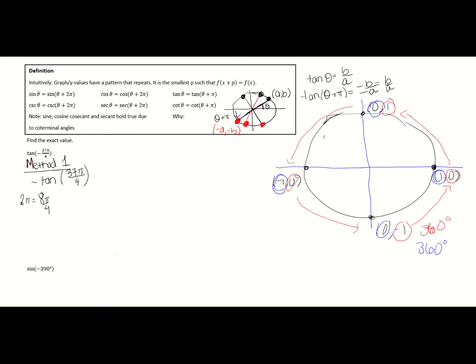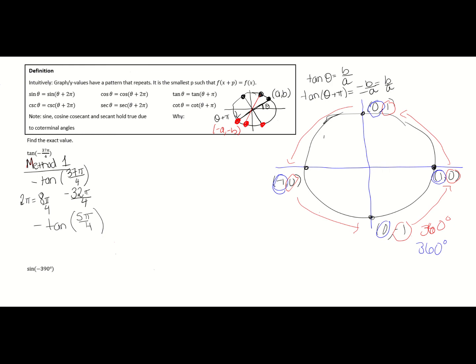If I'm going to start subtracting multiples of 8, it's 8, then 16, then 24, then 32, then 40. 32 is the one that I want to use because it's the one that will reduce the 37 the most. So I subtract 32 pi over 4. That's going to give me negative tangent of 5 pi over 4.